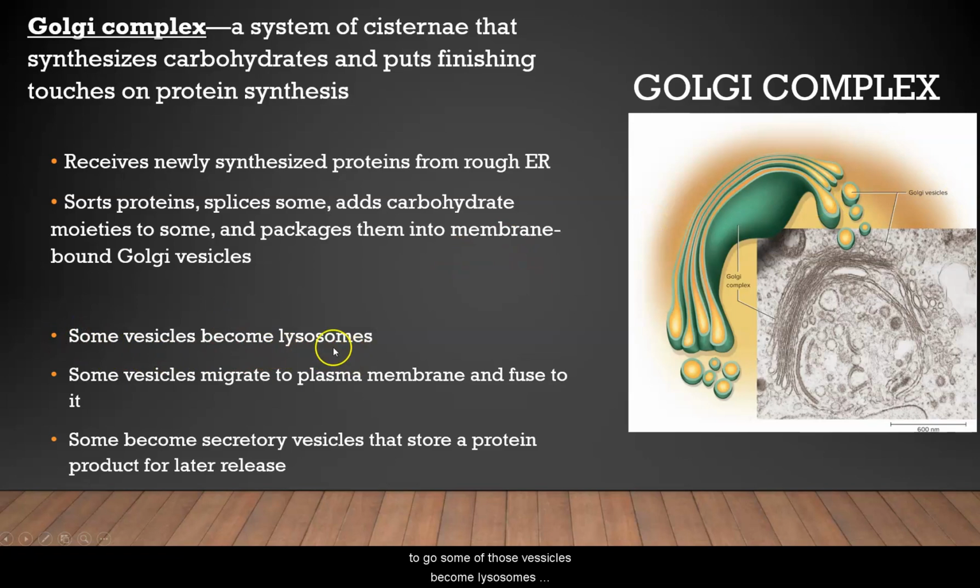Some of those vesicles become lysosomes. Lysosomes are organelles that help break down other products. Some vesicles migrate to the plasma membrane and fuse to it, and some become secretory vesicles that store a protein product for later release.